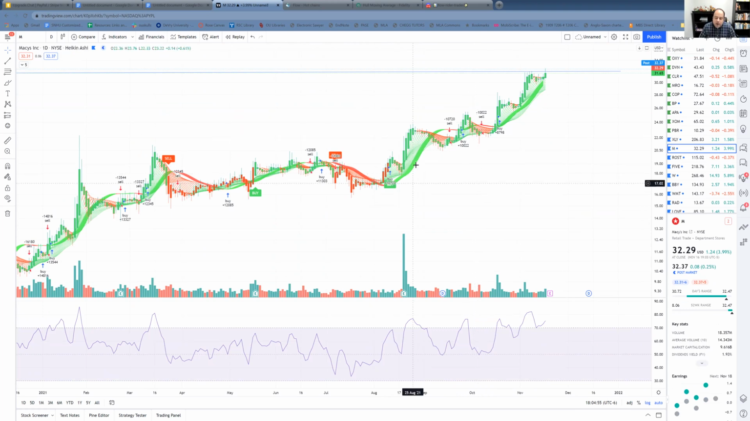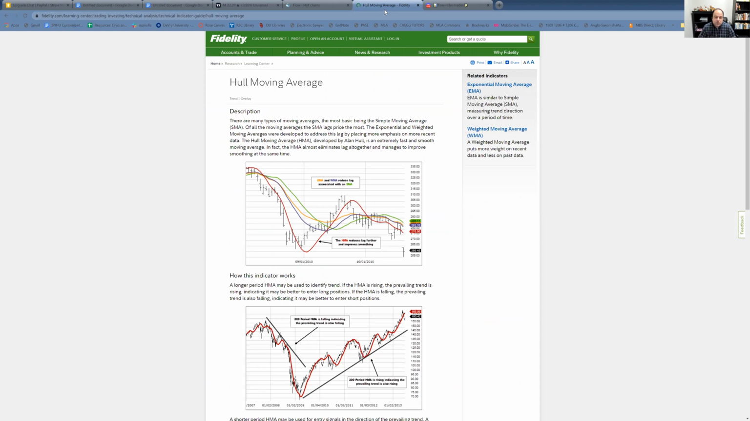So this bright green here, and you'll see it's red. This is a Hull moving average. And there are a lot of different moving averages that you can use. I use the Hull moving average because it is a fast and smooth moving average, and it reduces some lag between the calculations of the previous price and the current price. So simple moving average lags the most.